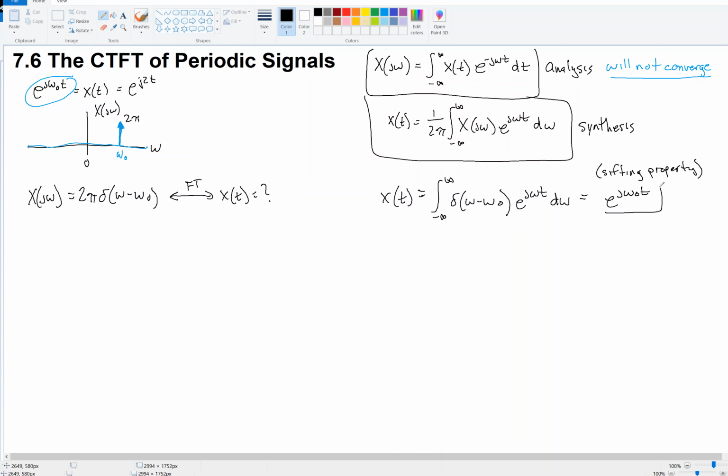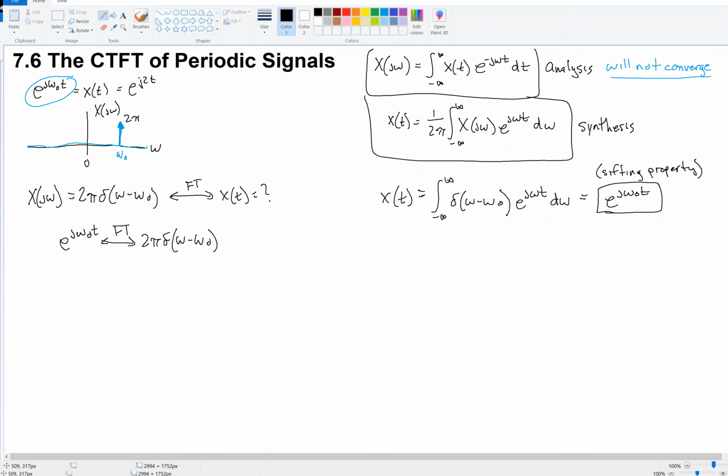So there we have it, actually. What we're saying is that e to the j omega 0 t, this basic building block sinusoidal signal, has Fourier transform 2 pi delta of omega minus omega 0. So we were right. This basic building block has one such frequency, and its Fourier transform is an impulse at omega 0, just like we expected.